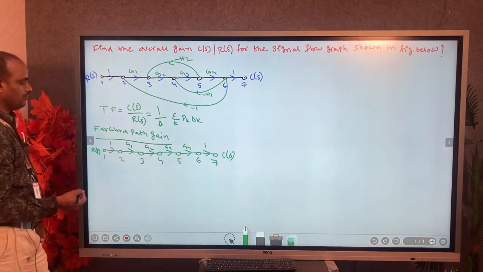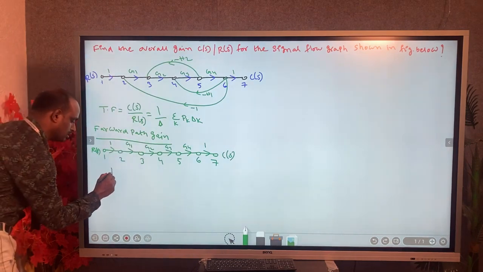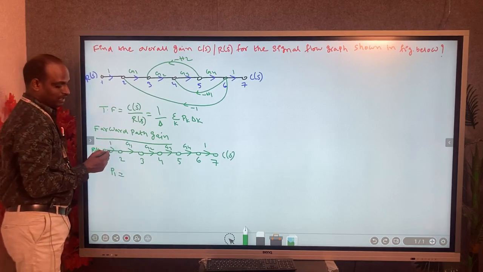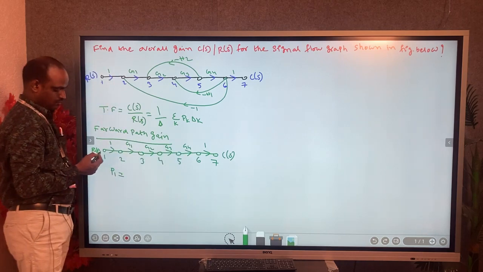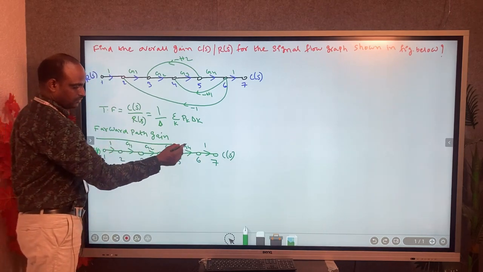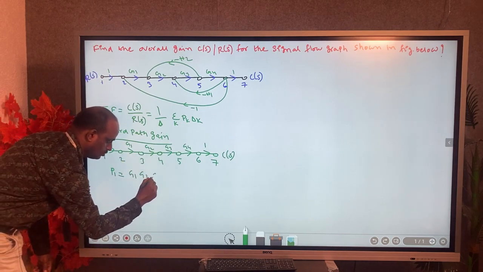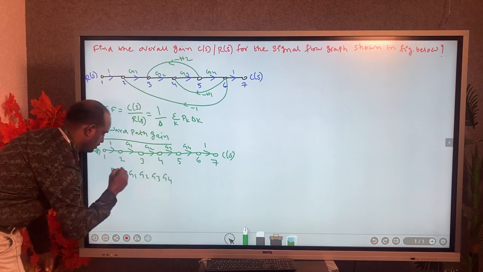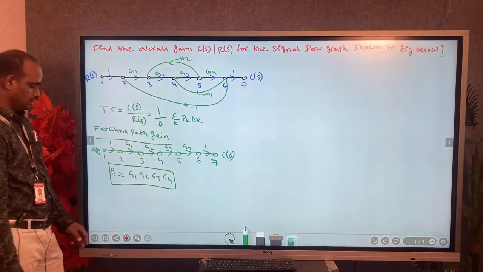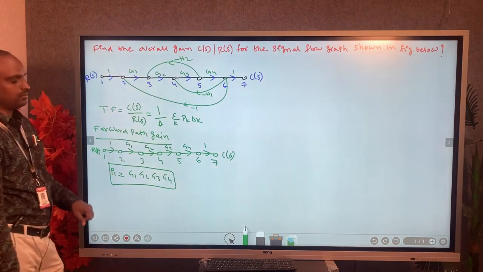Now find the forward path gain. This is one forward path. Let it be the first forward path P1. P1 equals the product of all the transmittances from node 1 to node 7, that is 1 into G1, G2, G3, G4 into 1. So it will be G1 G2 G3 G4. This is the forward path gain. The first forward path P1 indicates Pk, that is k equal to 1, the first forward path gain.